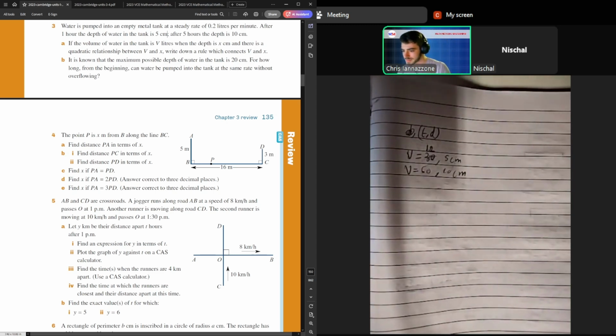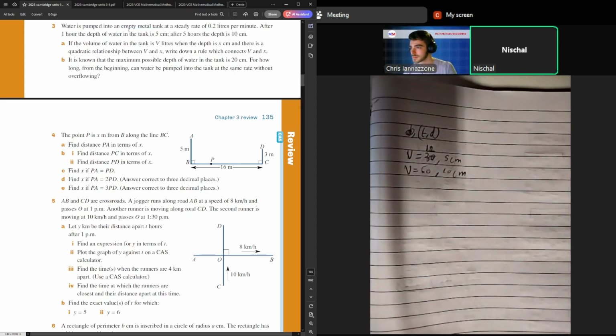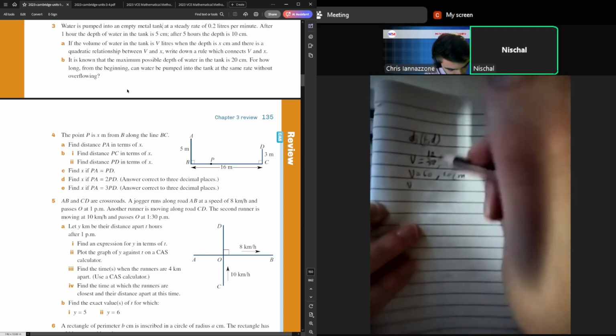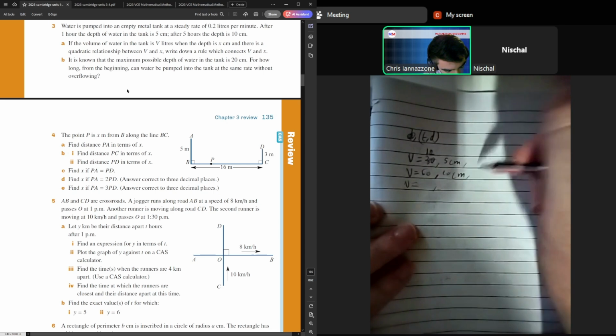And there's an implied thing in here, which is that it starts empty. So what do you think? It does say water's pumped into an empty tank, so it started out empty. And so what does that mean as a point that we could use? It means that time started out at zero. So we could even put time in here as well if you wanted to.